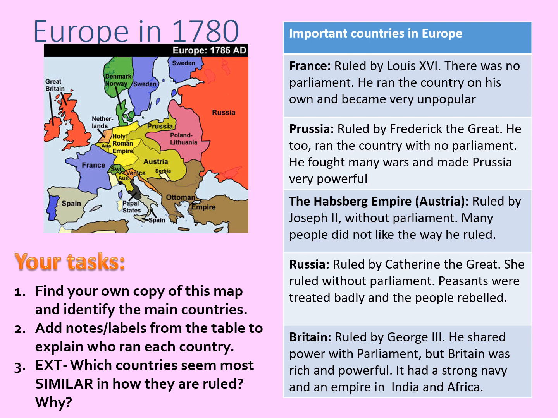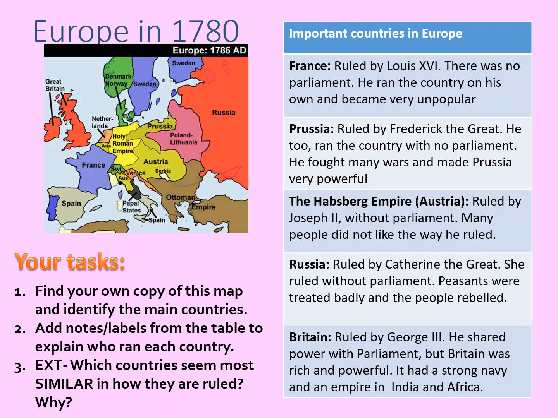Then we've got the Habsburg Empire. This is what is labelled as Austria, but notice that Austria actually controls other little bits as well, like modern-day Belgium and part of northern Italy. The Habsburg Empire was ruled by Joseph II, again without a parliament. Many people did not like the way he ruled.